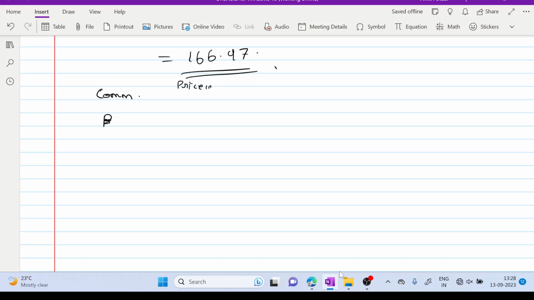Price in 1995 and price in 2000. So this is A, B, C, D, E. Prices are 42, 30, 54.